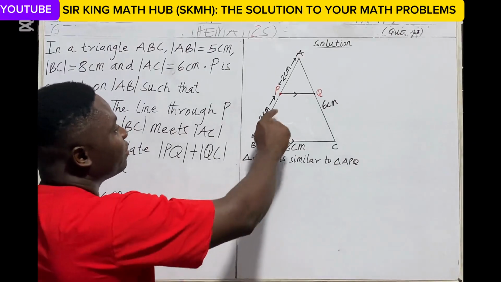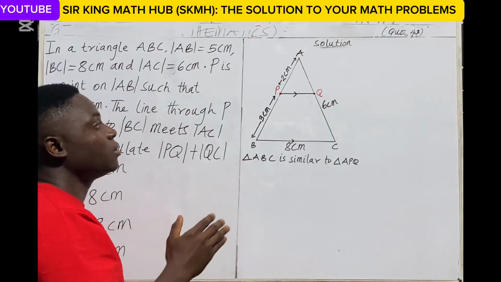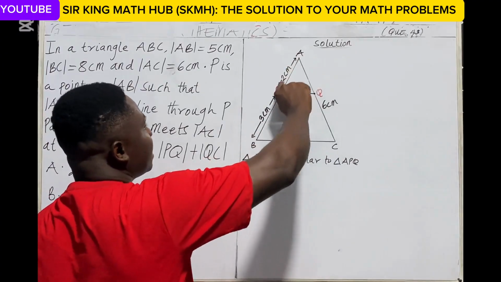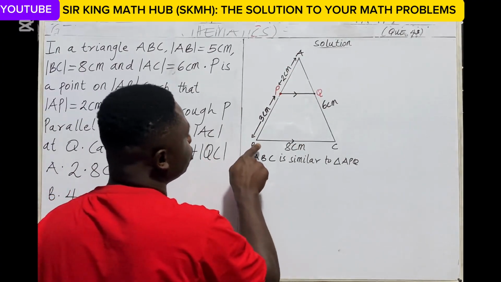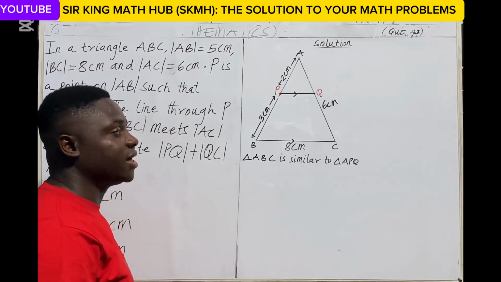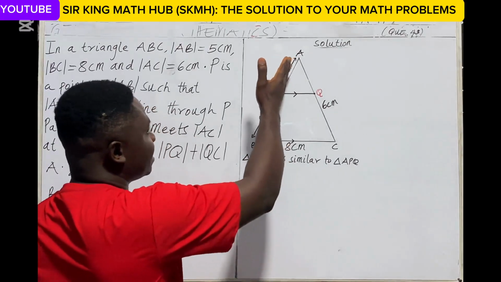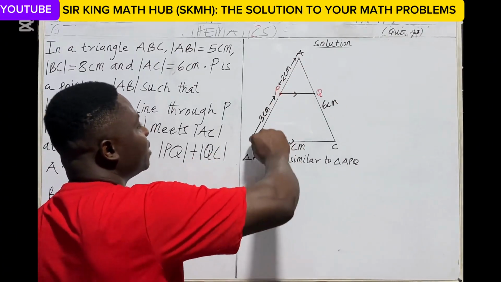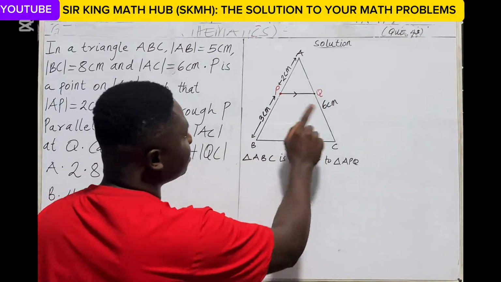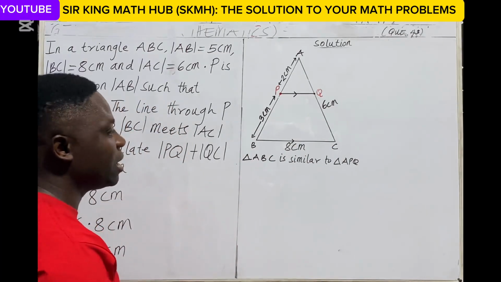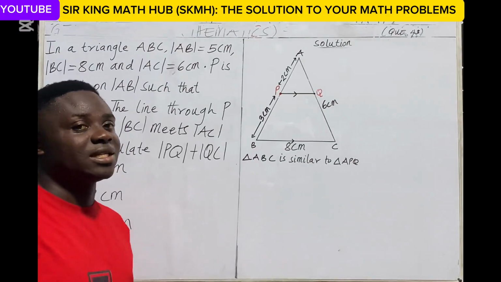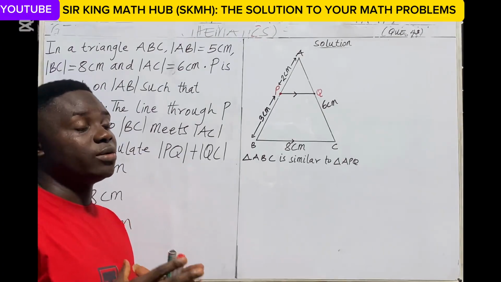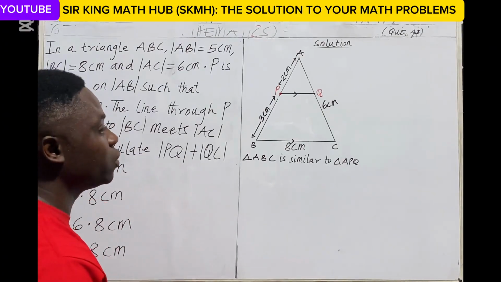So for now, because we are looking for the length of line PQ, we are going to find the ratio of this side of the triangle to the base of the triangles. We are going to compare this side of the triangle and then the base of the triangle. Remember, we said that because these two triangles are similar, it follows that the ratio of their corresponding sides are also equal.